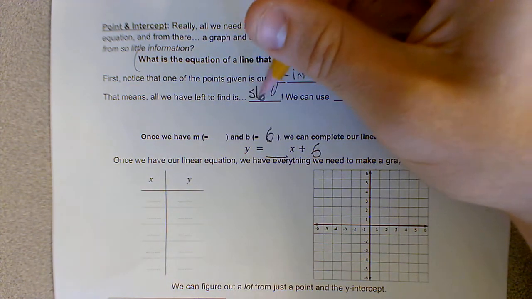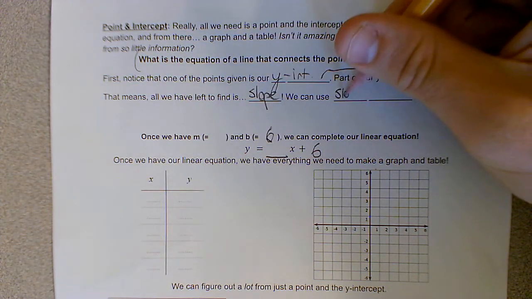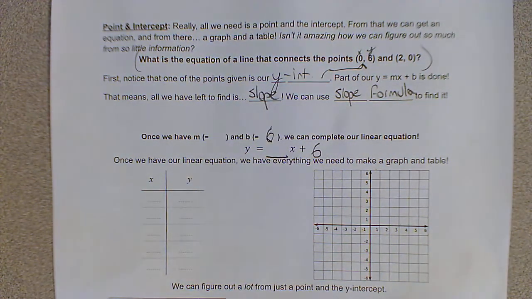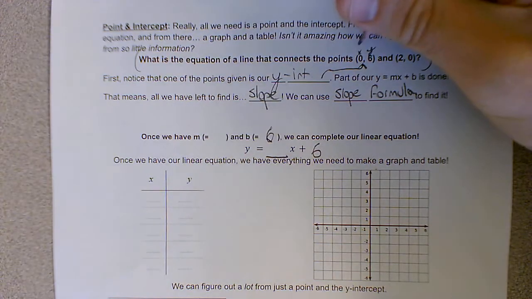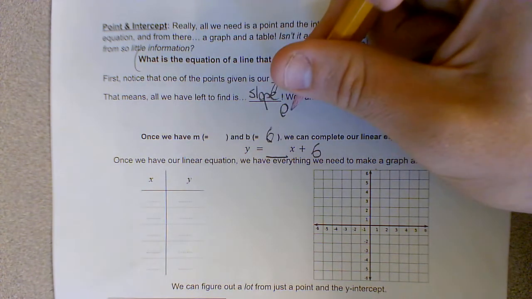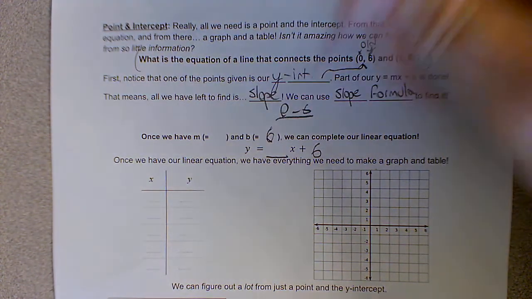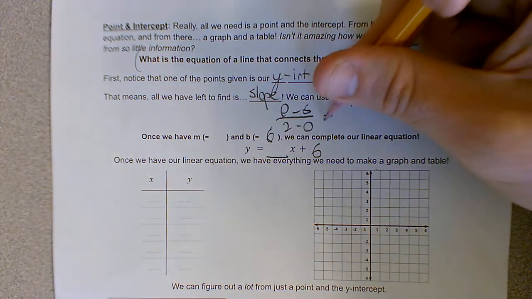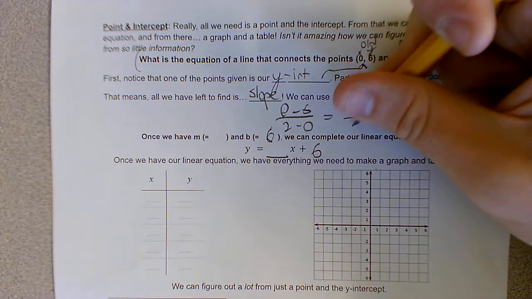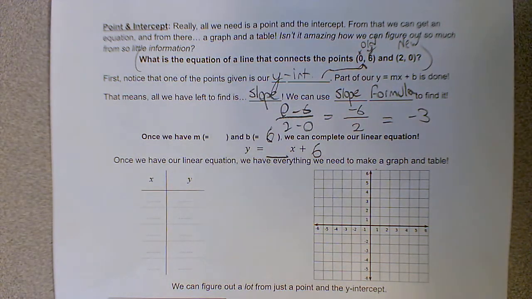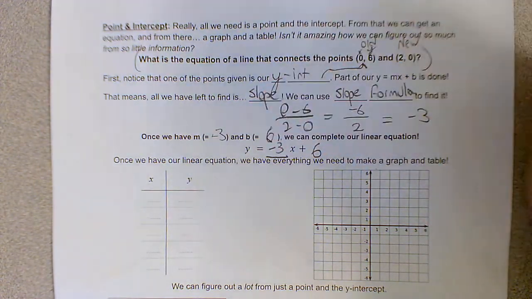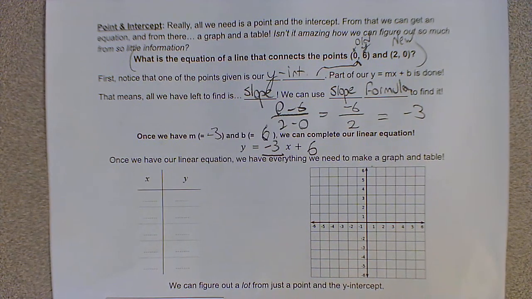All we have to find is our slope, which we're going to use the slope formula to find out. It's going to be y new minus y old over x new minus x old. So I'm going to label this my old point. This is going to be my new point. So that's going to be 0 minus 6 over 2 minus 0. This ends up being negative 6 over 2, or negative 3. That means our slope is negative 3, and we've finished our equation. y equals negative 3x plus 6.